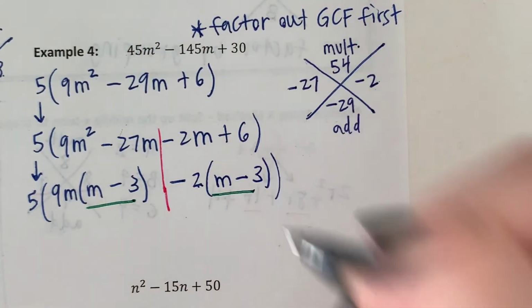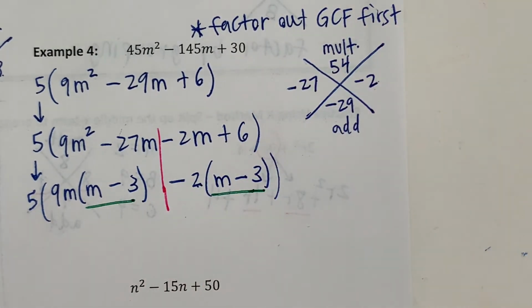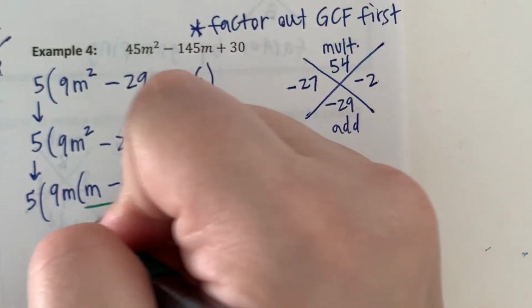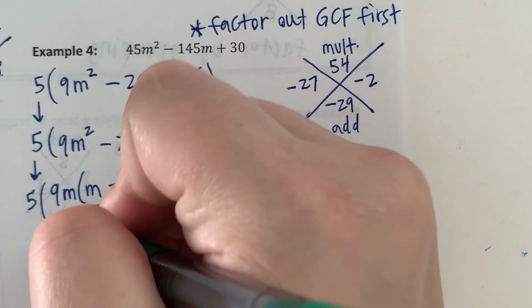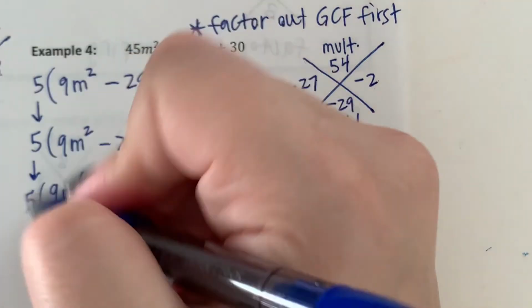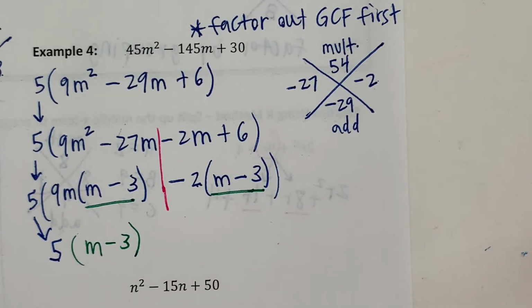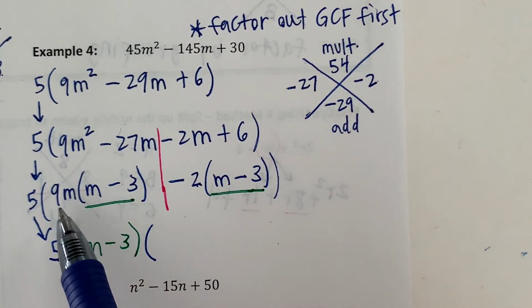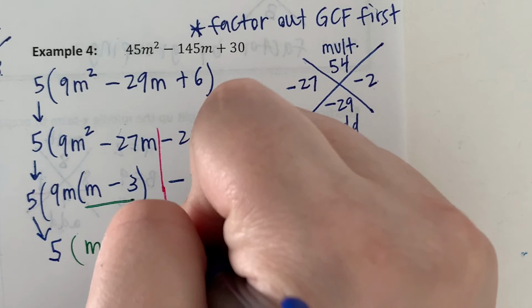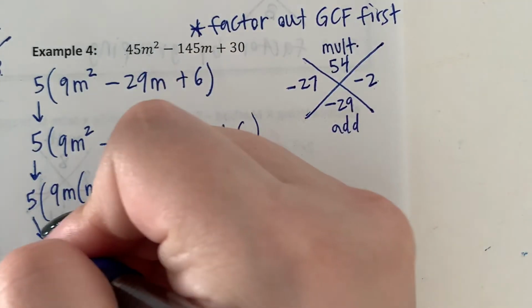Look at that, I do have a common polynomial factor. So that worked out perfectly. So my common polynomial factor, m minus 3. I'm going to bring down that 5. That was our GCF that we pulled out at the very beginning. And then my other factor is the leftovers, 9m minus 2.